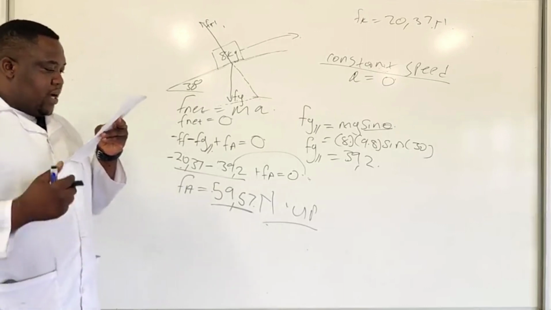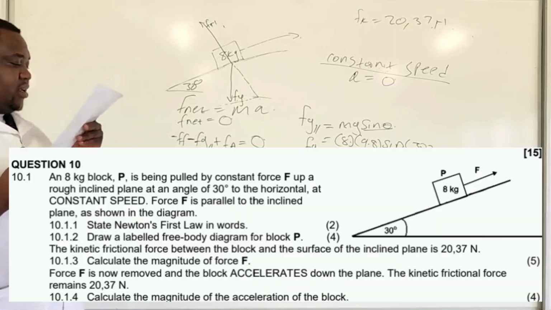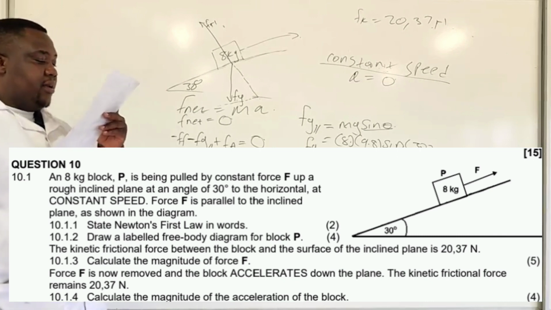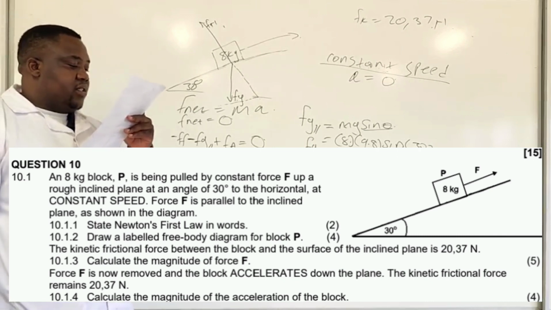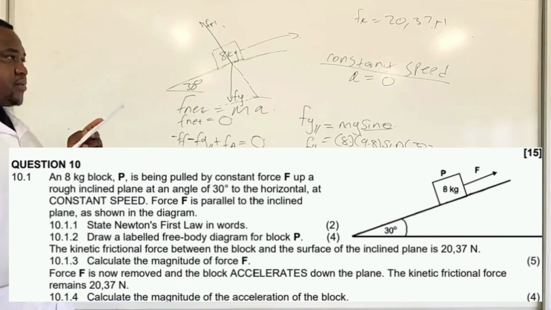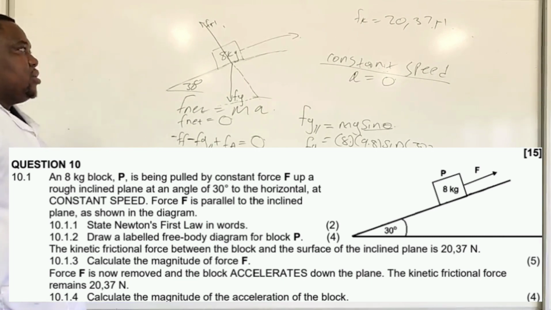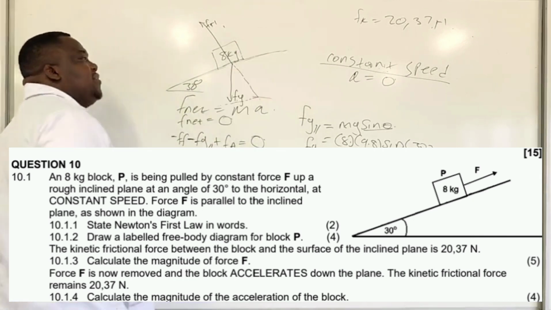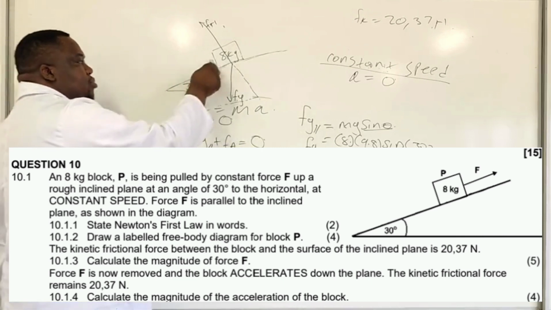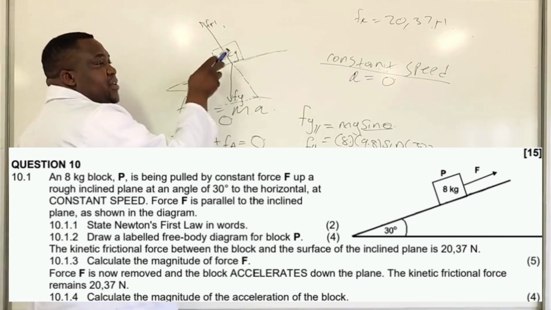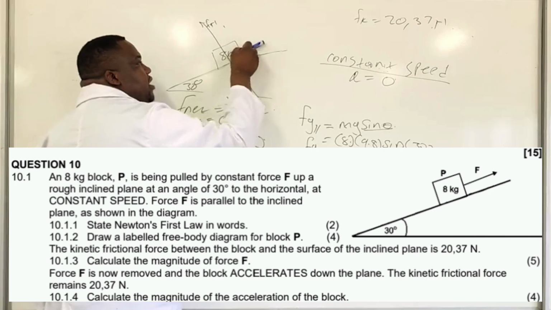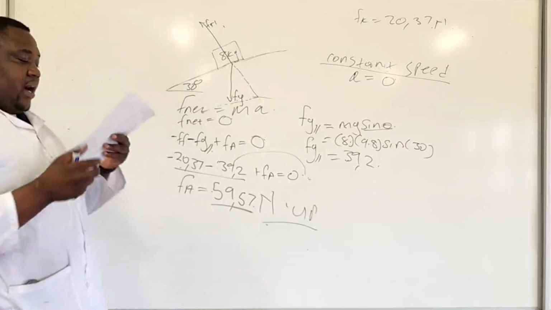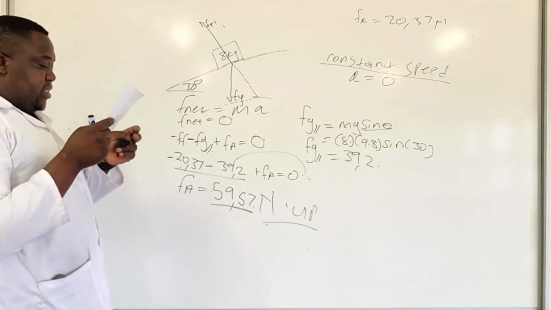We have now calculated force F. We are told that force F is now removed and the block accelerates down the plane. The kinetic frictional force remains 20.37. So this time around, force F is removed. Since force F is removed, the object starts to move down. Friction did not change in size, but it has changed direction. Friction is now acting in this direction. You understand? So the object is now moving down. That's what the question says.